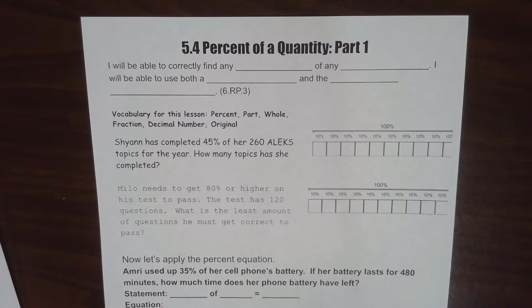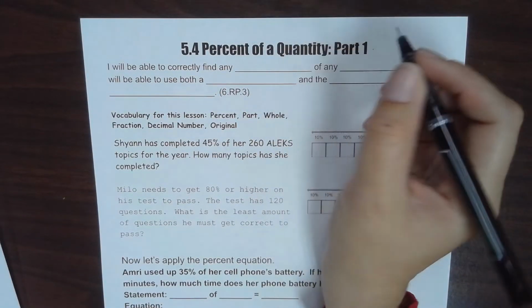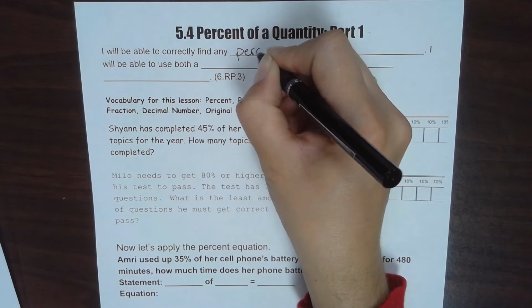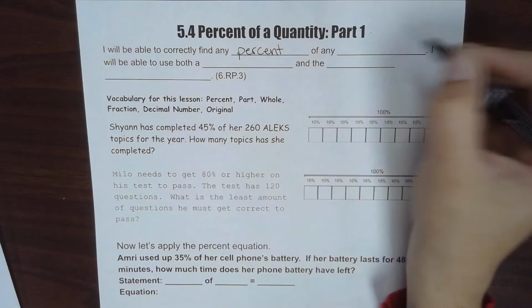Welcome back. This is lesson 5.4 journal. We are doing percent of a quantity. This is part 1. I will be able to correctly find any percent of any number.